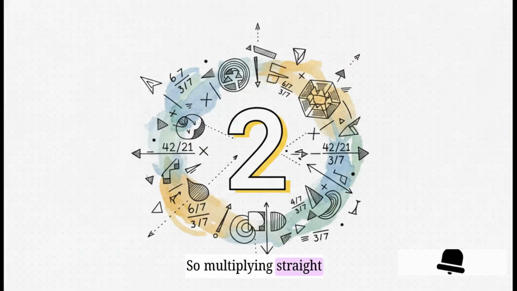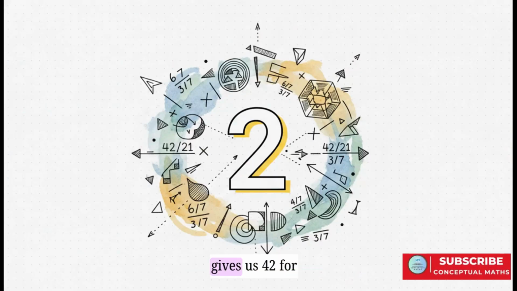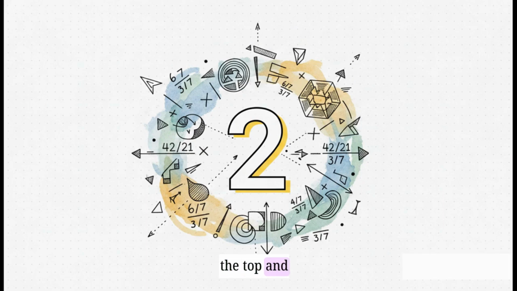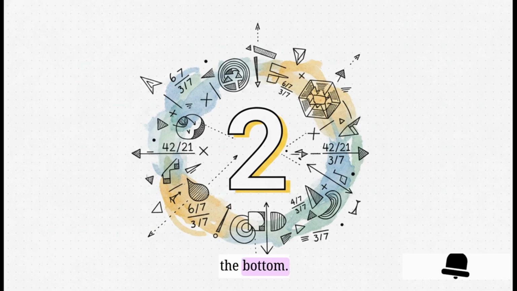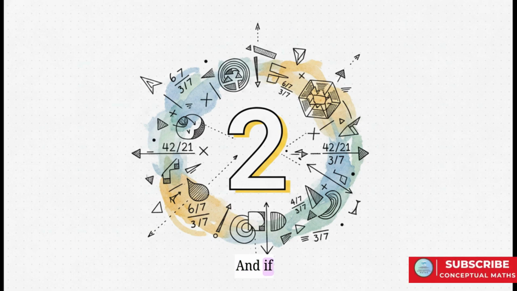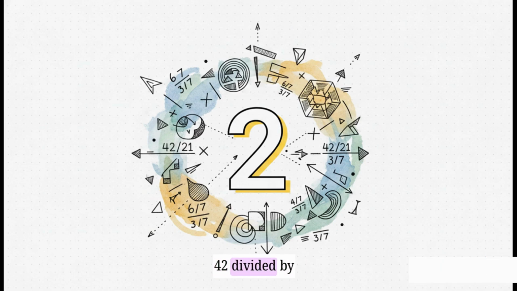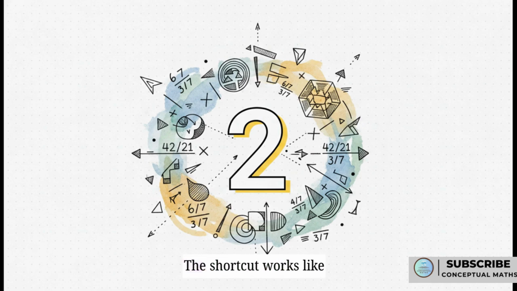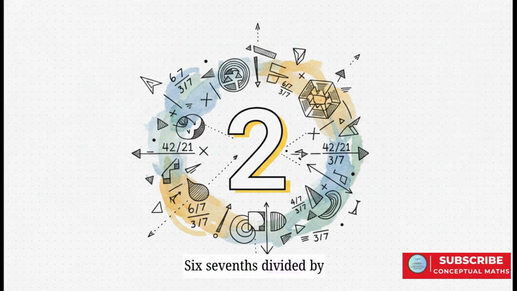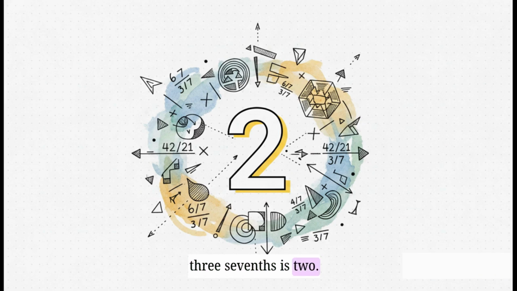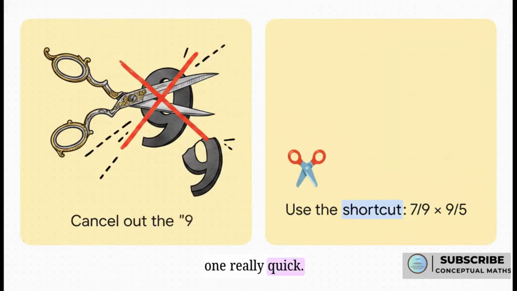So, multiplying straight across, 6 times 7 gives us 42 for the top, and 7 times 3 gives us 21 for the bottom. 42 over 21. And if we simplify that, 42 divided by 21 is exactly 2. The shortcut works like an absolute charm. 6/7 divided by 3/7 is 2. Let's tackle another one really quick.